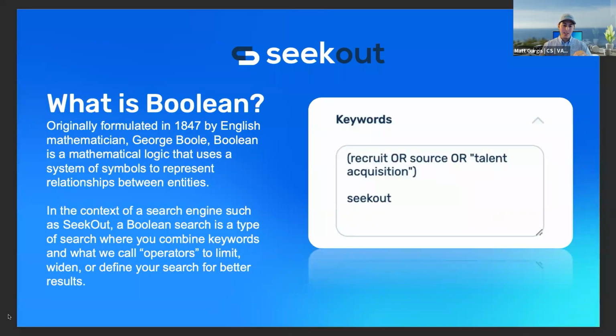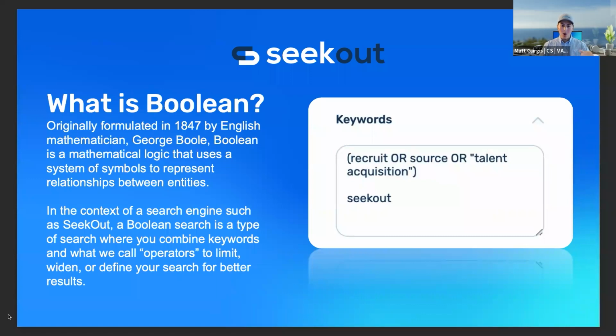Now, I think we need to take a step back and just understand what is Boolean. If you've never heard that word before, or if you've heard that word before, you're kind of like, well, what does that mean? It does come from mathematics. It was originally formulated in 1847 by an English mathematician named George Boole, which is where it gets its name from. And it's a logic that uses a system of symbols that represents relationships between entities. Now, don't go to sleep yet. That's really the only mention of mathematics that we're going to do today. Really, I think it's important just to understand, where does Boolean come from? What do we mean when we're talking about Boolean operators, commands?